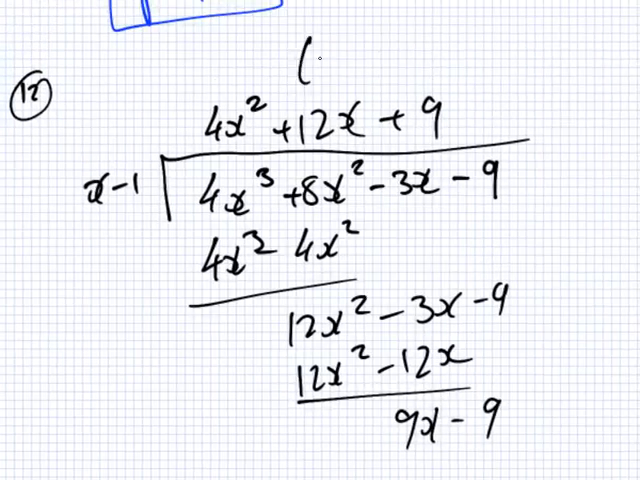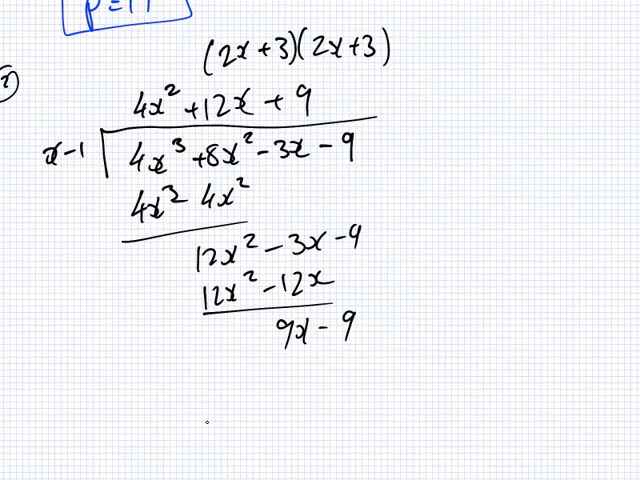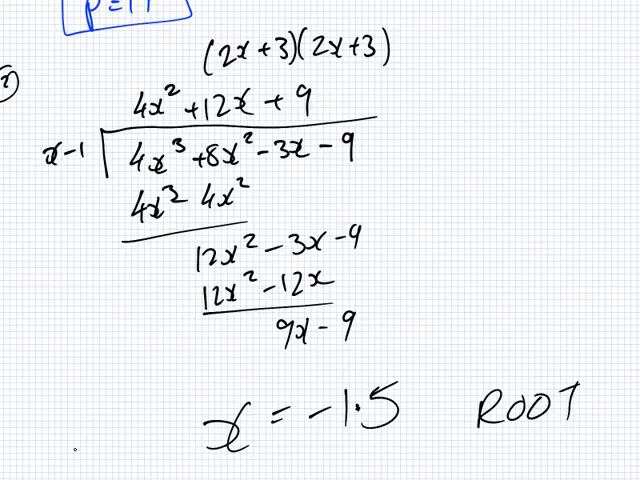I can factorize this as 2x plus 3 times 2x plus 3. Same answer. So the answer is x equals minus 1.5 is the other root, and x equals 1. These are the roots. Yeah, minus 1.5.